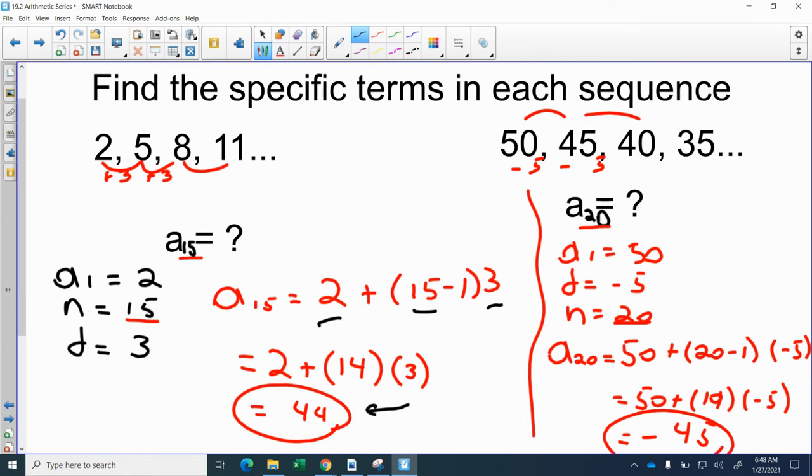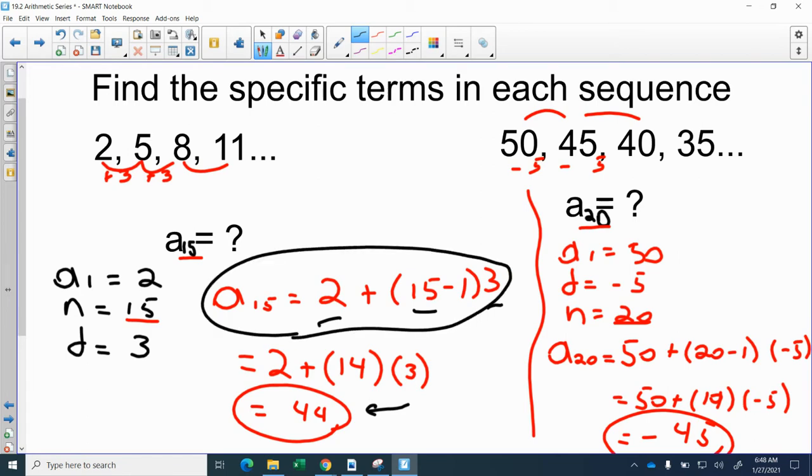But the key idea we wanted to maintain was the fact that this is all just a pattern. It's a pattern of numbers. In reality, the equation itself is almost like a shortcut to get us to that final position, right? Instead of adding 3 until I get to that 15th number, I could just plug it in and get to that value a lot easier.